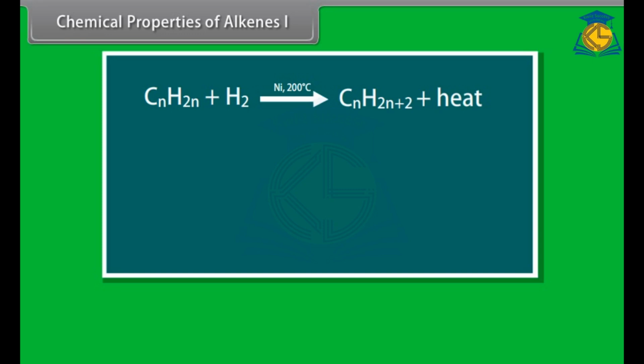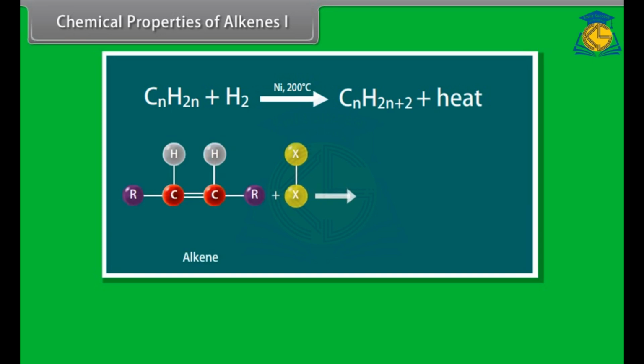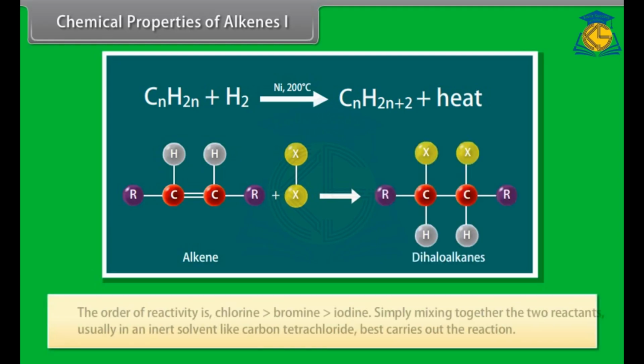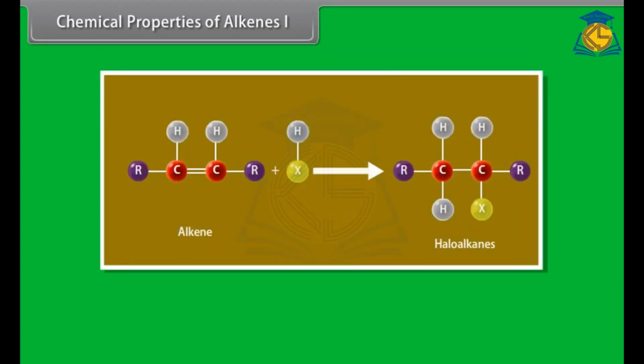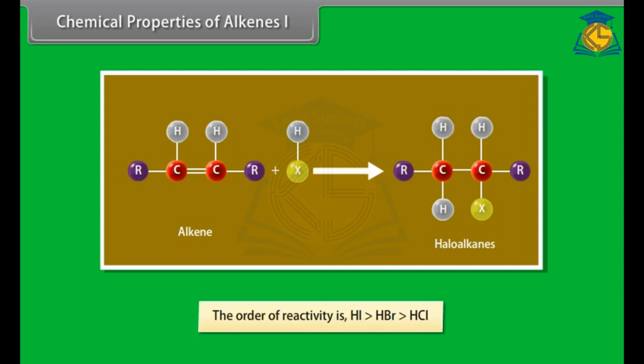Addition of halogens. Alkenes react with halogens to form dihaloalkanes. The order of reactivity is chlorine greater than bromine greater than iodine. Simply mixing together the two reactants, usually in an inert solvent like carbon tetrachloride, best carries out the reaction. Addition of halogen acids. Alkenes with concentrated aqueous solution of halogen acids give haloalkanes. The order of reactivity is HI greater than HBr greater than HCl.